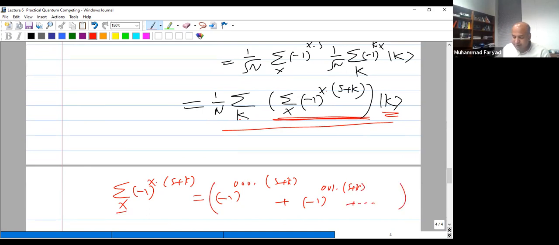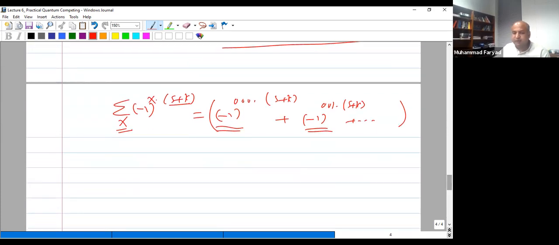So for all combinations of x, we have to take -1 to the power of that combination into s plus k, and then we have to add all of these terms. And let's see now s plus k. So this s plus k is like this. This is a modulo 2 sum.